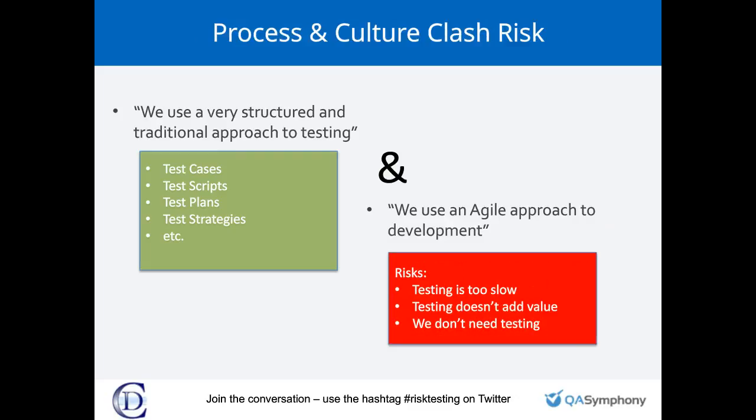But it becomes worse if we use processes that don't even fit together well. If we're using an agile approach to development and we still try and use a structured or traditional approach to testing and write cases and scripts and plans, testing is guaranteed to be too slow. It's not going to fit into the sprints. It's not going to add any value because you're not going to test until the end. People are essentially going to say we don't need testing because you're not essentially doing any testing.